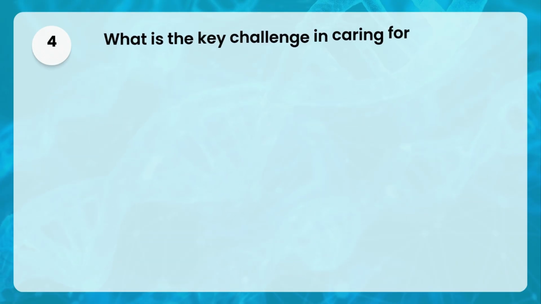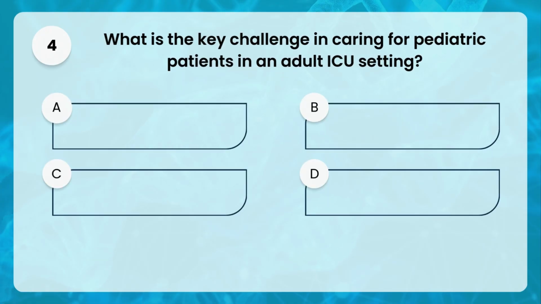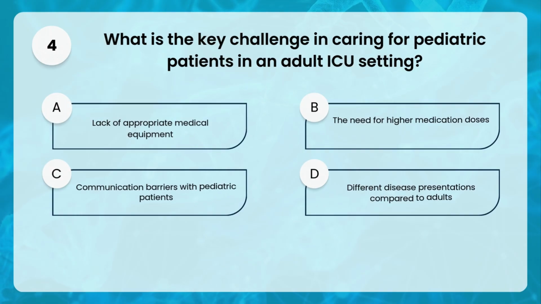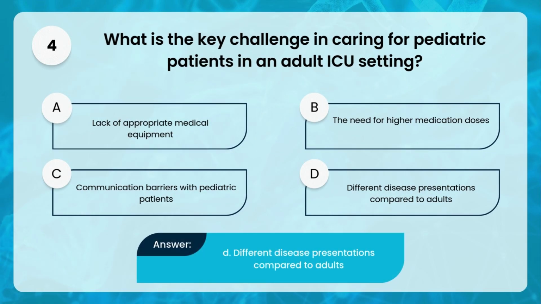Number 4. What is the key challenge in caring for pediatric patients in an adult ICU setting? A. Lack of appropriate medical equipment. B. The need for higher medication doses. C. Communication barriers with pediatric patients. Or D. Different disease presentations compared to adults. The answer is D. Different disease presentations compared to adults.